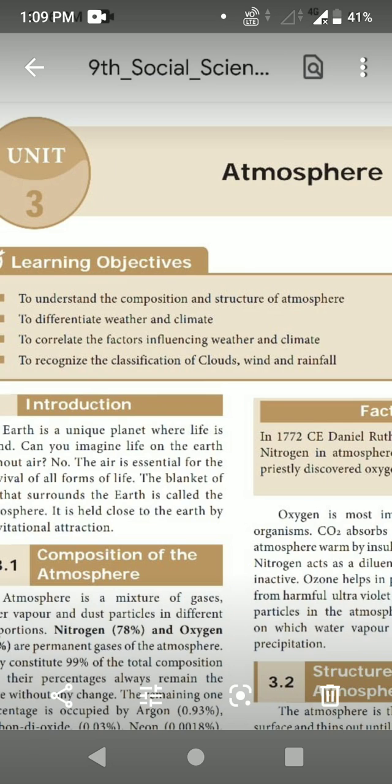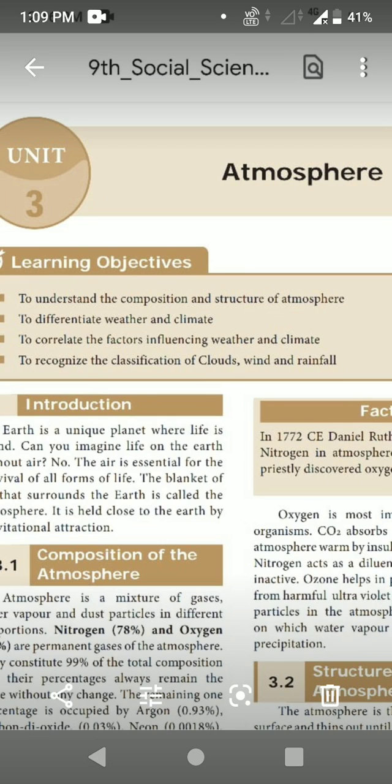Next, in this lesson, atmosphere, we have only 3.1, 3.2 and 3.3. Remaining portions are removed. First, composition of atmosphere, structure of atmosphere, and the factors of weather and climate. About these only we are going to revise. Already I have taught about this lesson. Once again I am revising this composition of atmosphere.